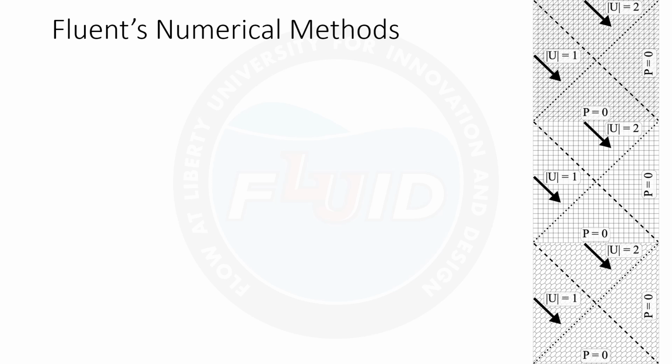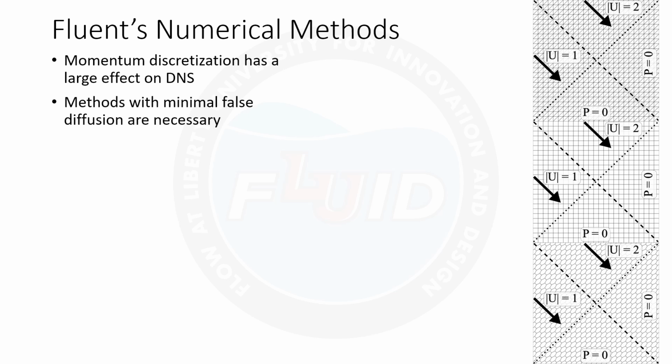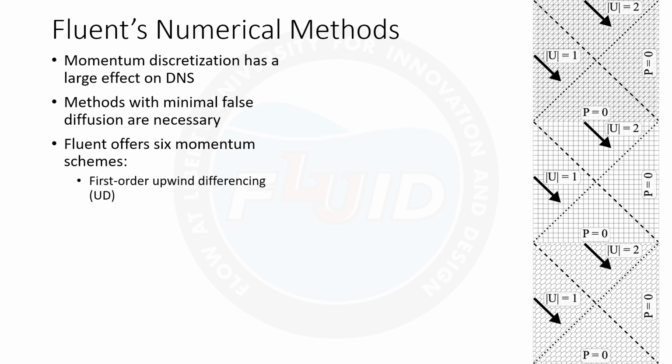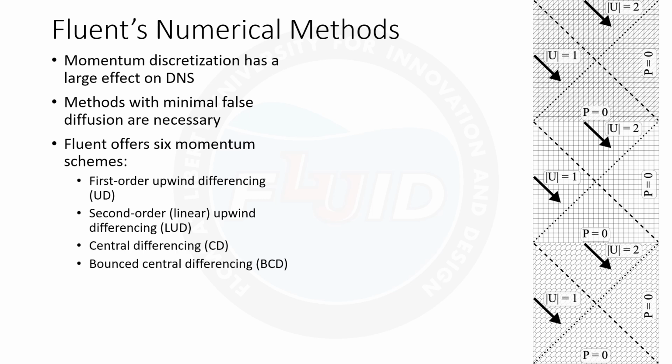Okay, so before we get into the DNS results, let's take a look at Fluent's numerical methods. It's known that momentum discretization has an outstanding effect on DNS results, where you want schemes with really minimal false diffusion, because too much diffusion will smear out the really high frequency, low length scale fluctuations that are necessarily a part of DNS. Fluent offers 6 momentum schemes. So first order upwind differencing, or UD, second order upwind differencing or linear upwind differencing, central differencing, a bounded version of central differencing, and then QUICK and MUSCL, which are both blends of central differencing and linear upwind differencing.